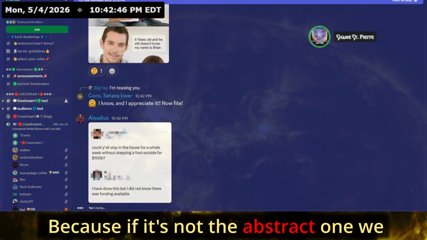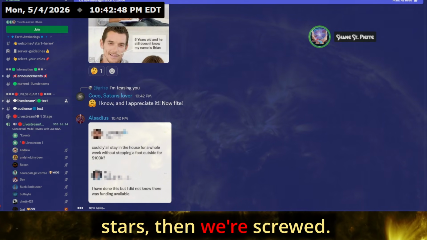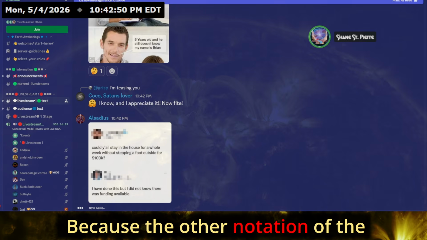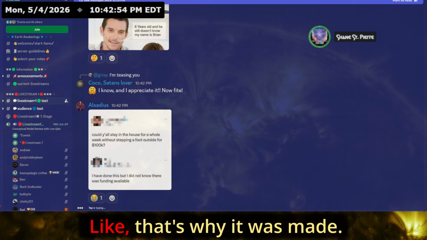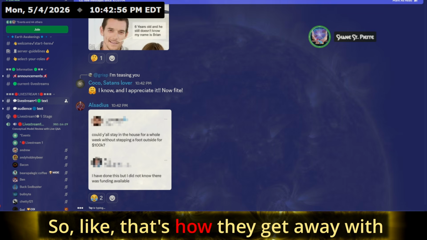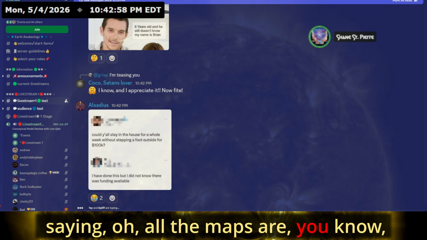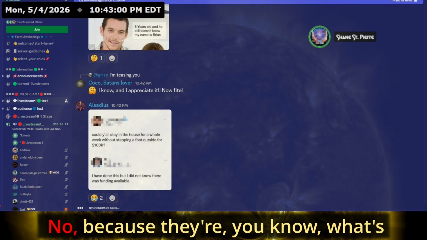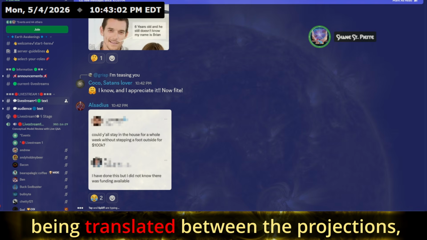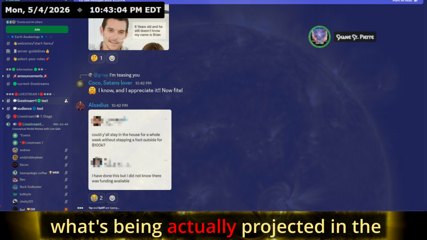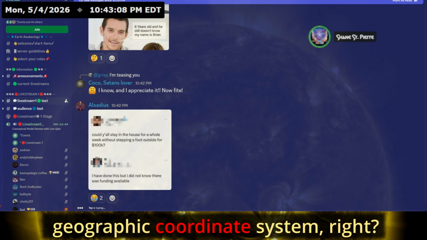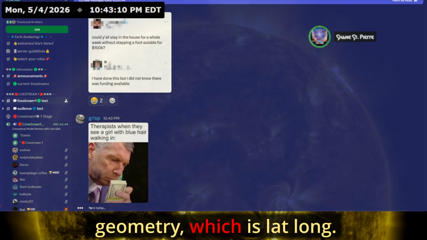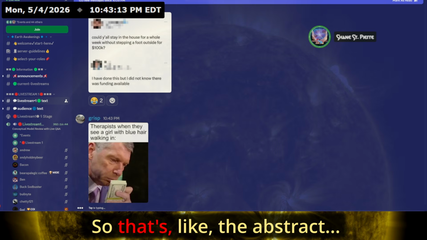Because if it's not the abstract one we use based on the stars, then we're screwed, because the rotation of the celestial sphere that works is the terrestrial sphere, right? Like, that's why it was made. So that's how they get away with saying, oh, all the maps are warping it because Earth's a globe. No, because what's being translated between the projections, what's actually being projected in the projected geometry of maps, is the geographic coordinate system, right? Because they're all projective geometry, which is lat long. So that's like the abstract.